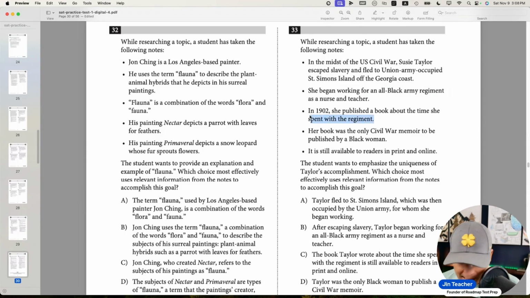In 1902, she published a book about the time she spent with the regiment. So she wrote a book about this. And then her book was the only Civil War memoir to be published by a Black woman. So it's pretty significant, right? It's the only book about the Civil War published by a Black woman. It is still available to readers in print and online. So we can still get access to it now.